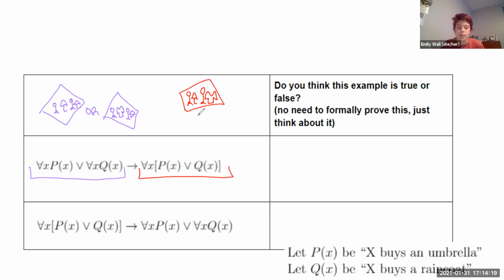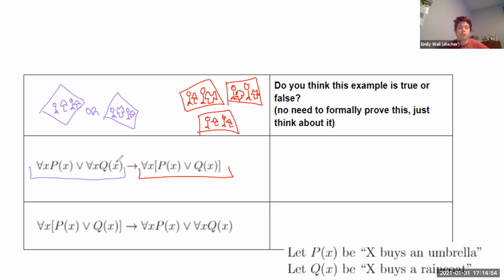Now, that's not the only case. The room might look like both people have umbrellas. That still fits. That's totally allowed. For all people, then it just happens that they both fall on this side of the or statement. Or they could both have raincoats. Raincoats are hard. So these are what the boxes could look like that would make purple, purple, red, red statements true. And now we gotta figure out what implies what.